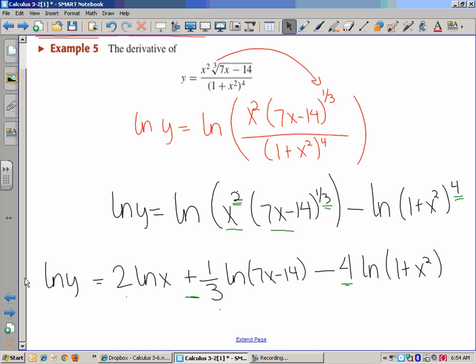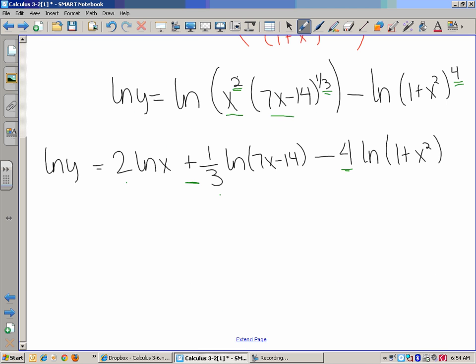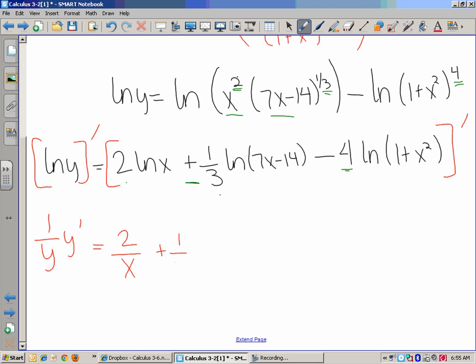And so now when I want to take the derivative of this, I can say, okay, let's take the derivative of this side, and the derivative of this side. The derivative of natural log of y is 1 over y times y prime. Remember, chain rule. And then I want to come over here and take the derivative of this. It becomes 2 over x plus the constant stays.